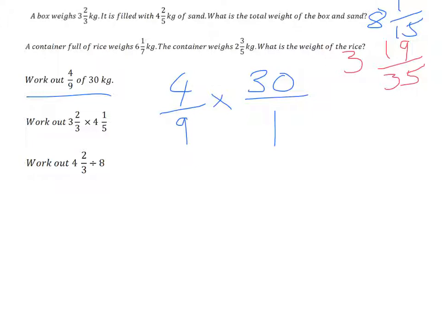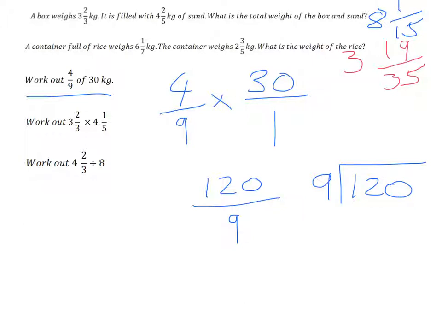I'm going to multiply across the top. 4 times 30 is 120. And multiply across the bottom. 9 times 1 is 9. Now I've got 120 over 9. Well, that's okay, but I can simplify that. I can divide that. So I'm going to work that out.